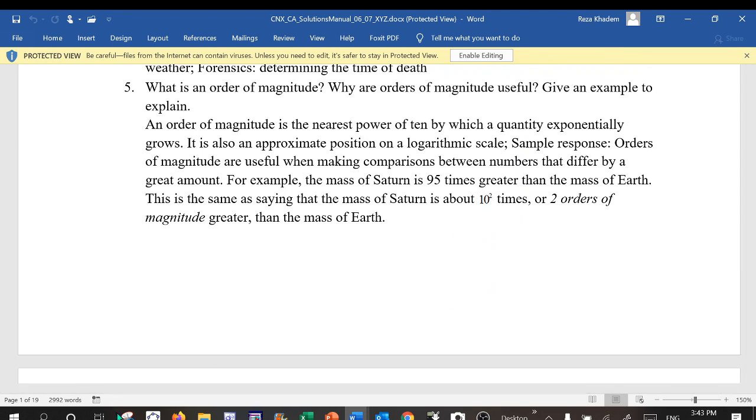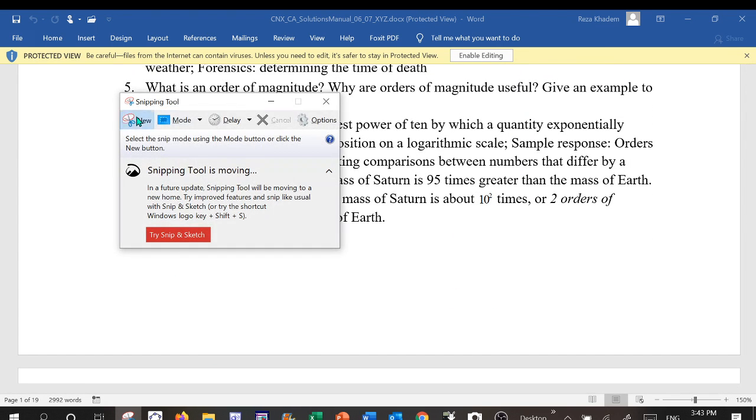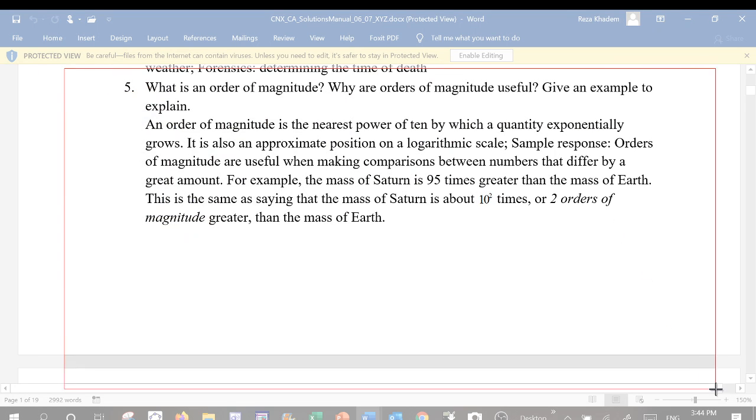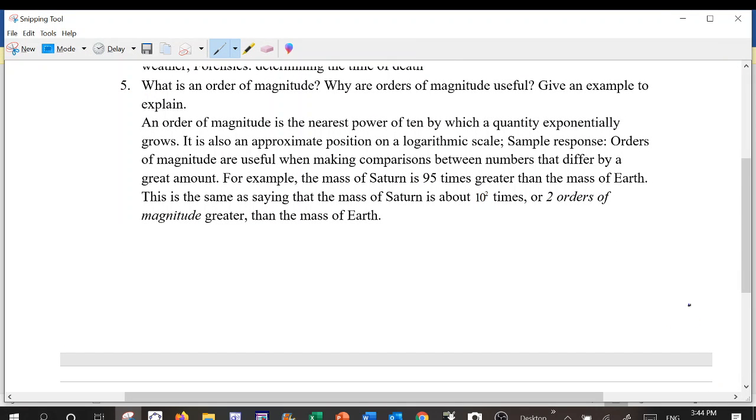Okay, so before we start, I want to talk about a few concepts you might hear about and you should know, and that is something called order of magnitude. Order of magnitude refers to the power of 10. So if this is 1, that's 1 order of magnitude. If it's 2, that's 2 orders of magnitude, and so forth.